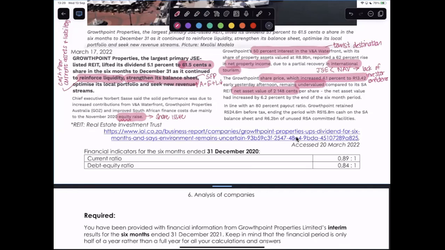In line with an 80% payout ratio, Growthpoint retained 524.6 million before tax, ending the period with 515.8 million cash on the SA balance sheet and 6.2 billion rands of unused RSA committed facilities. What do we mean by an 80% payout ratio? What gets paid out? Obviously, dividends.